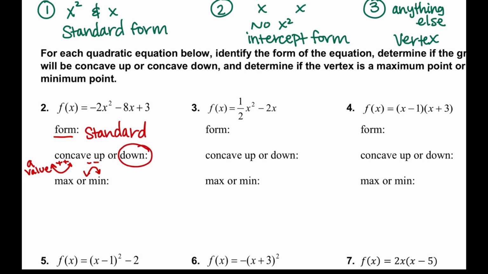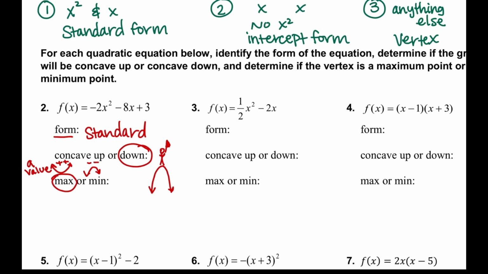Now, if it's concave down, it's looking like this. It kind of looks like a mountain. And if you had someone up on top of a mountain, they would be at a maximum point. So whenever it's concave down, that's going to go with a maximum point.